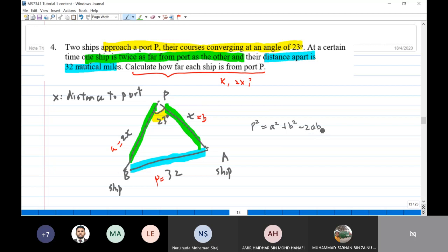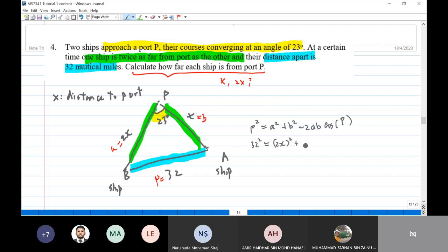Minus 2ab cosine P, angle P. So this p is a small letter here, otherwise it's confusing. So p is 32, so 32 squared. A is equal to 2x, so this is 2x squared.